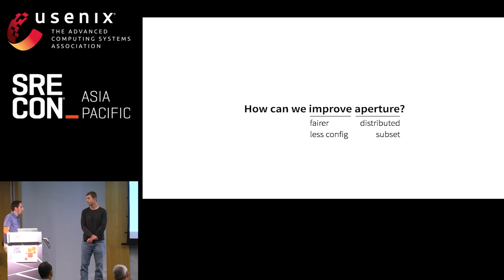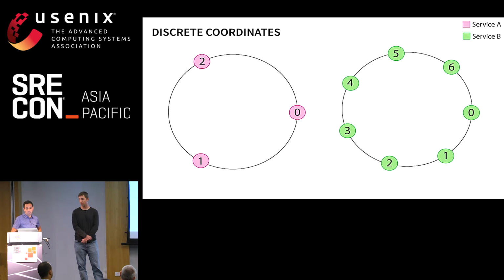So this led us to the question of how can we improve Aperture? Namely, how can we make it more fair? How can we make it less config heavy? A key piece of insight that moved us closer to a solution was moving to a ring topology. So these are the same services we've been looking at, service A and service B, except now they're mapped to rings, uniformly distributed on those rings.